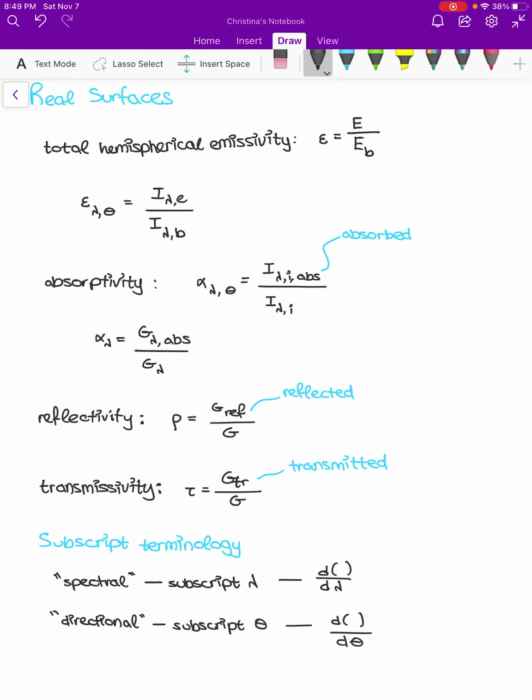I want to take a moment here to explain some subscript terminology from all of these terms that we've been talking about. You may have already caught on to this, but whenever we use the term spectral, the subscript for that term will always be lambda, and that means that you're basically taking the derivative of that term with respect to lambda. Similarly, the term directional has the subscript theta, and again, that is the derivative of the term with respect to theta. And so you could combine these. So if you have something like the emissivity here, where it is both spectral and directional, that means that it is the derivative with respect to both lambda and theta.